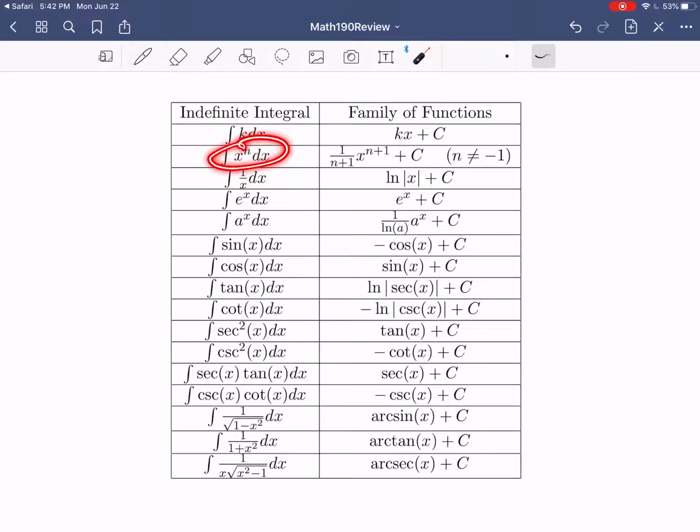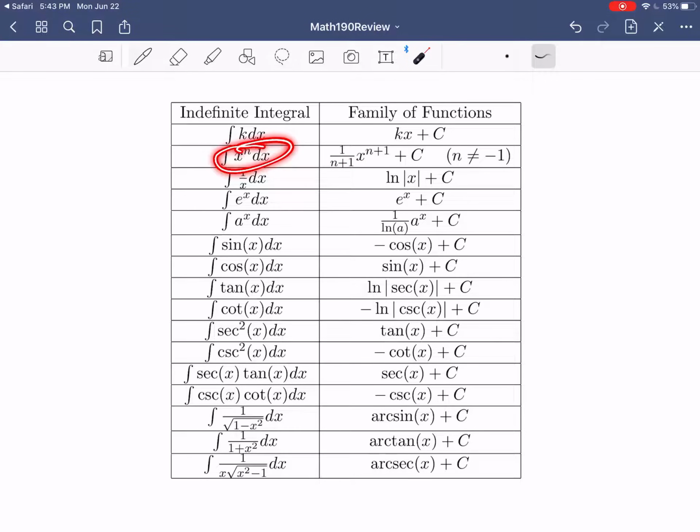If you integrate x to the n dx, you get this, which is often referenced as the power rule for integrals: 1 over n plus 1, x to the n plus 1. You sort of remember this as adding 1 to the exponent and then dividing by that new exponent, plus c. Now, this rule right here does not hold if n is negative 1. That would be because the denominator then would become 1 over 0, which is undefined.